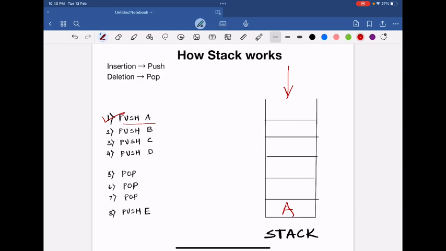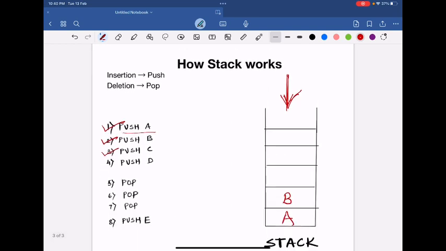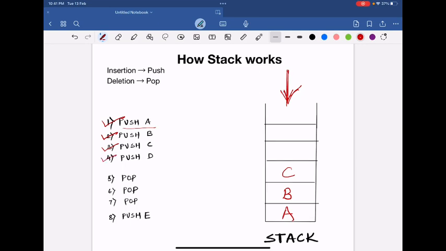Next, we have push B. Again, it will be inserted from the top, and now it will be placed above A, on the top location. Next, again we have push C. Again, it will be placed from the top, above B. Next, we have D. This D will again be pushed on the top of the stack, above C. Now these are the push operations.